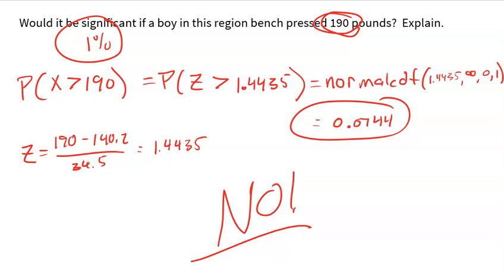So again, it happens. 7% is very, very likely. If a boy said, I bench press 190, I'd be like, hey, good for you. I don't think you did anything that special. But again, I needed the probability to answer that question.